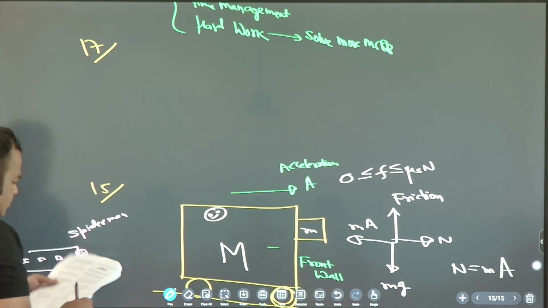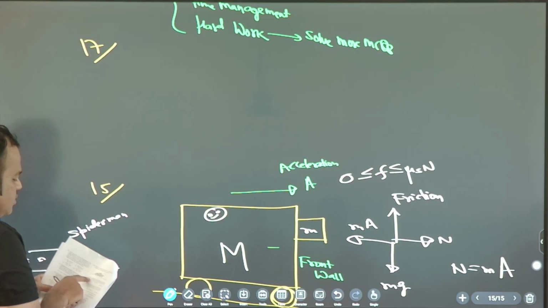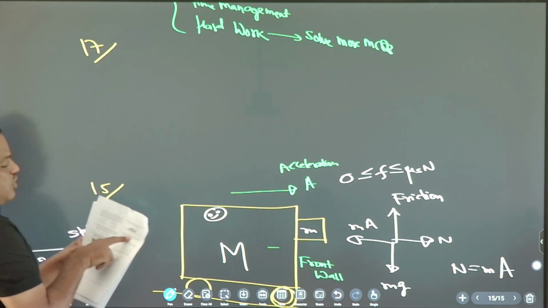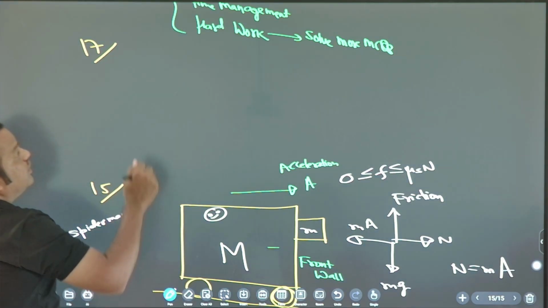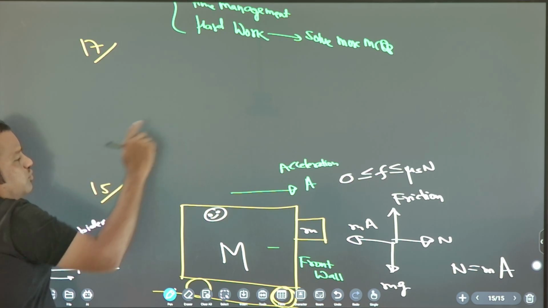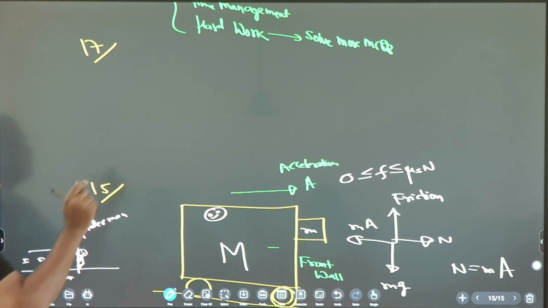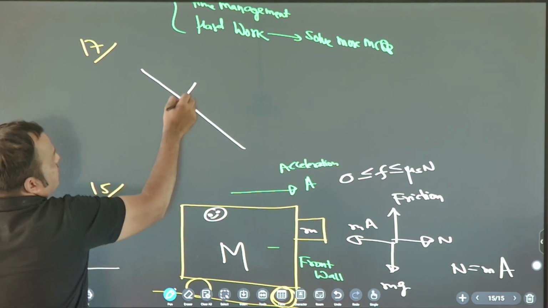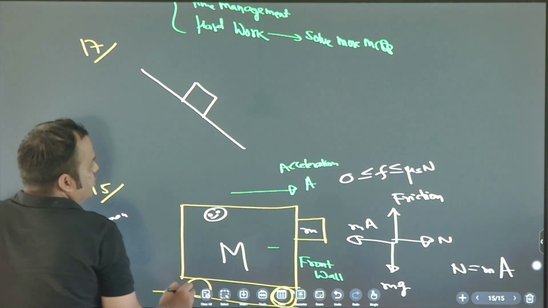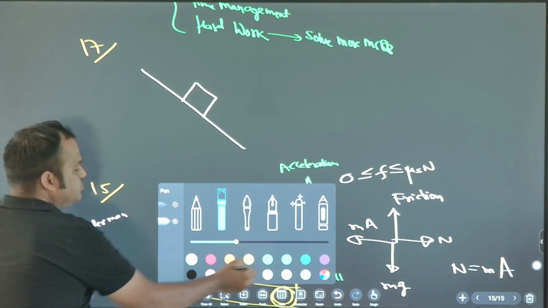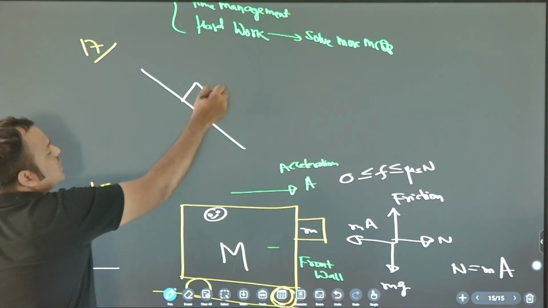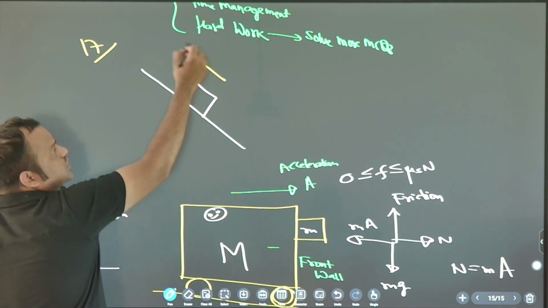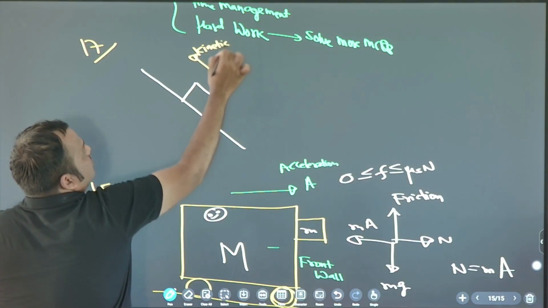Okay, question 17. A block is placed on an inclined plane with a slope angle theta. The block slides down the plane with constant speed. What is the meaning of constant speed? What is the acceleration? Acceleration is 0. And it is a rough surface, so friction will be there. Kinetic or static friction? It is sliding, so kinetic.